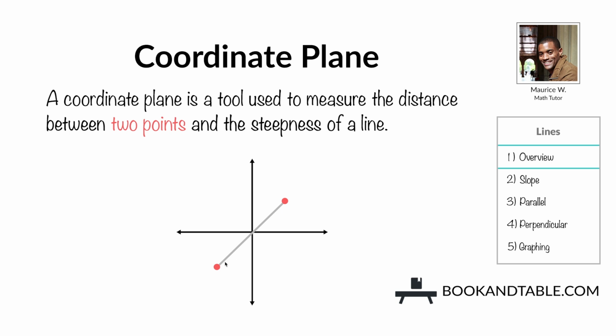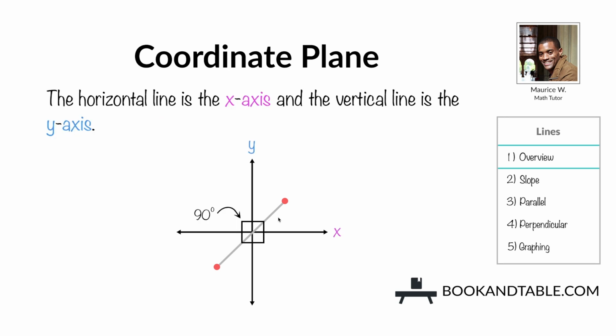So we'll be able to use a coordinate plane, our x and y axes, which we'll discuss more in a second. We're able to use this set of axes to figure out the distance between these 2 points, as well as the steepness. The steepness is how quickly this line rises over how quickly it's crossing horizontally. And we'll discuss slope thoroughly later on in this chapter. The horizontal line here is called the x-axis. The vertical line here is called the y-axis.